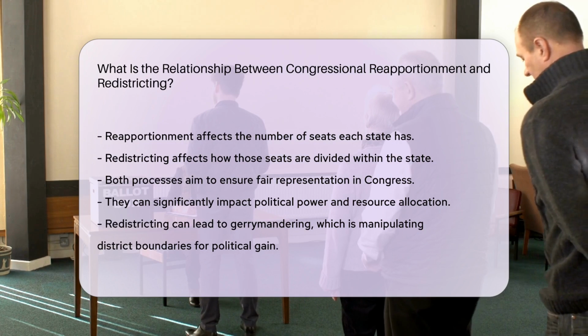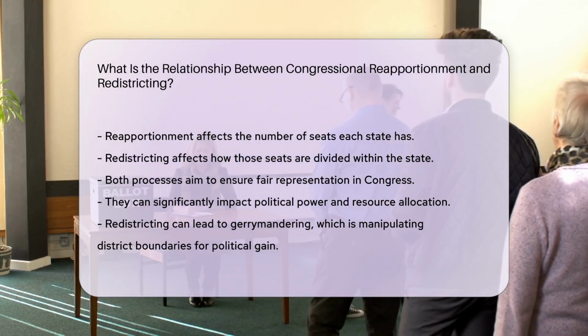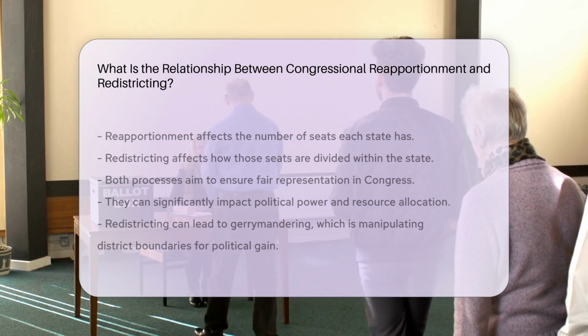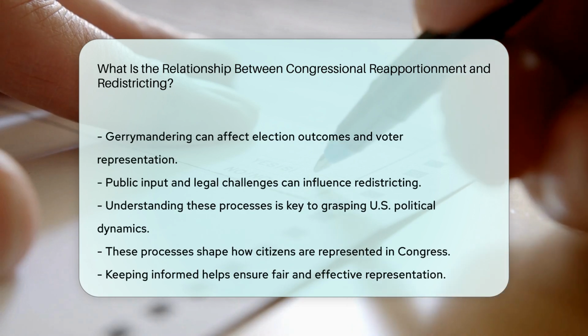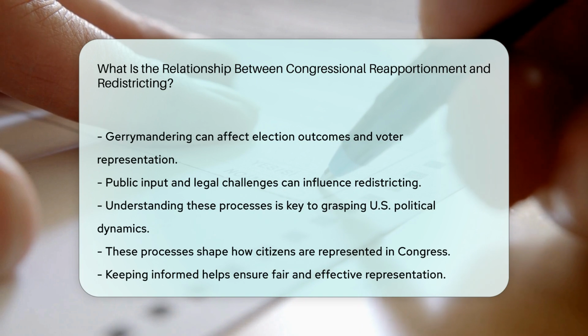Redistricting can lead to gerrymandering. Gerrymandering is manipulating district boundaries for political gain. This can affect election outcomes and voter representation. Public input and legal challenges can influence redistricting.